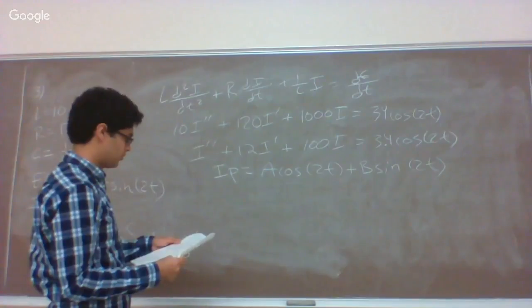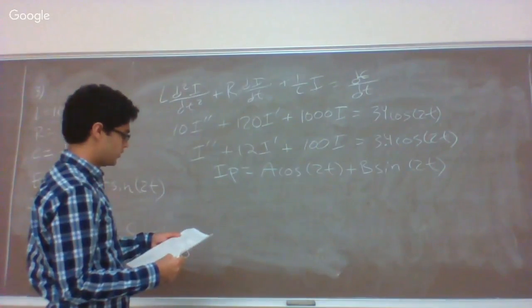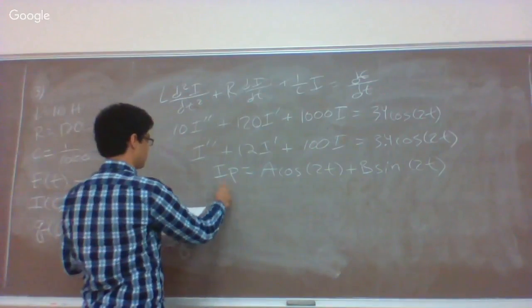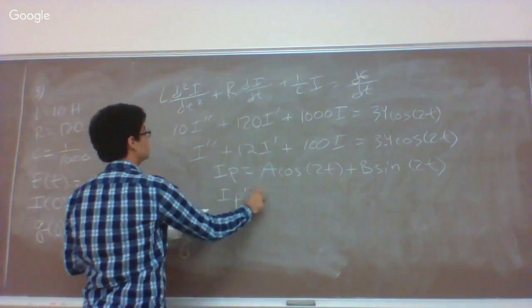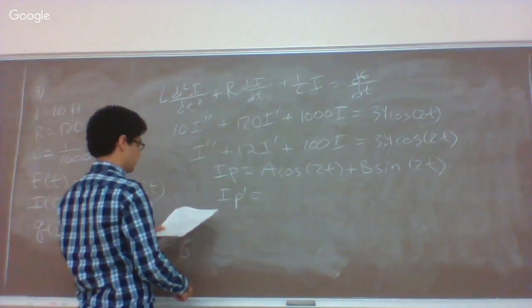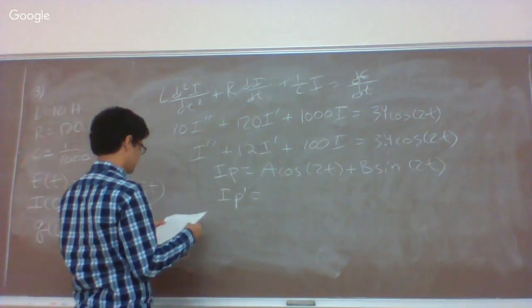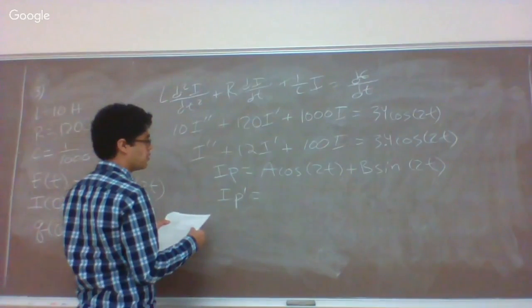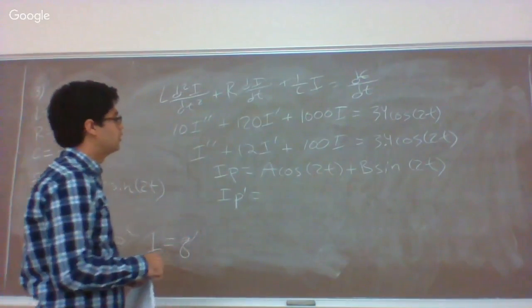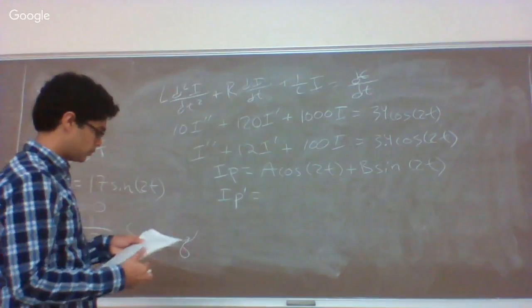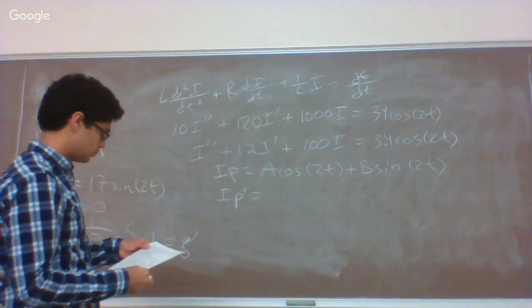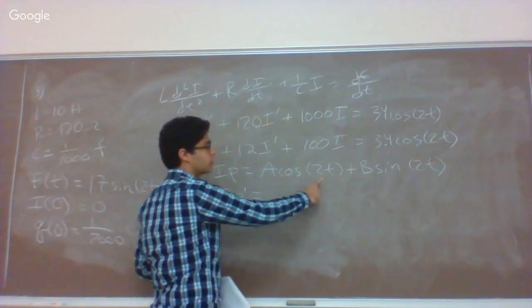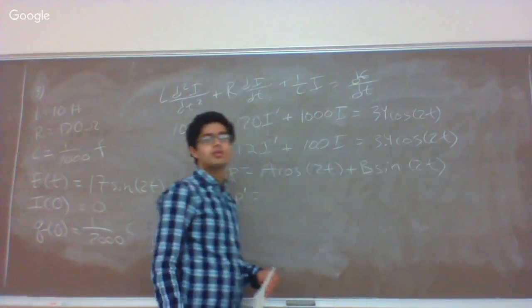Okay, back to the problem. That is my IP. I need to find I prime. We know there's a 2 there because there's a 2 there. Just want to mention that.